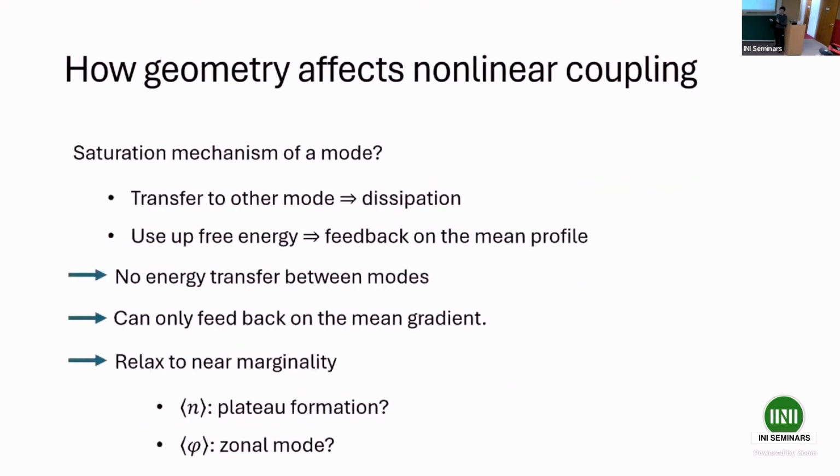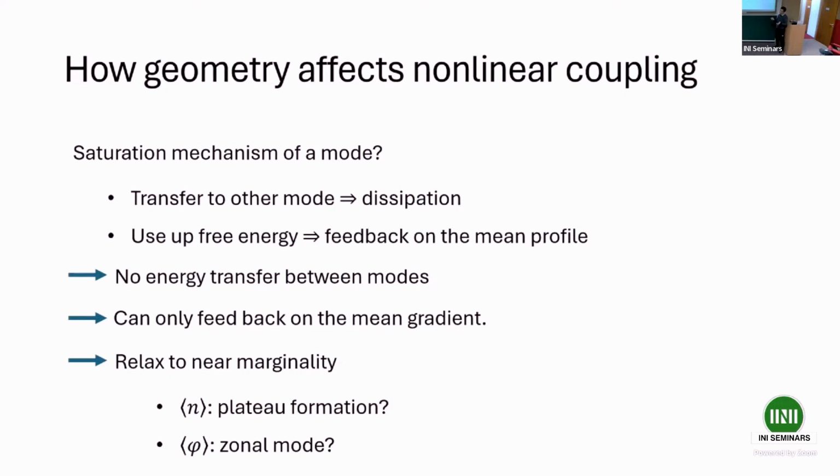So recall the saturation mechanism of a mode in a tokamak. A mode can saturate mainly by two approaches. First, it can transfer energy to other modes, just like in turbulence. There is a cascade of energy between different scales, and finally it will dissipate at the Kolmogorov scale. Another scheme is that the mode cannot transfer energy to other modes, so it will use up the free energy and feed back on the mean profile evolution.